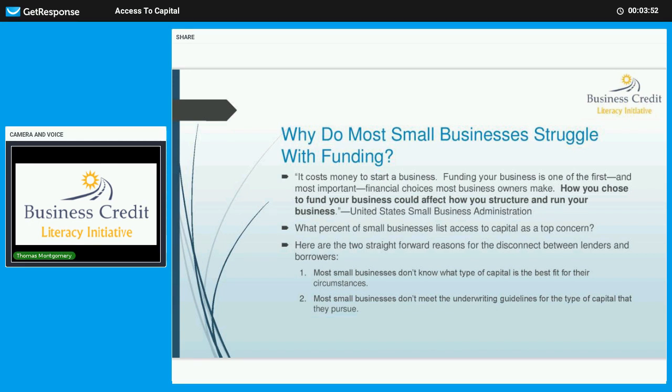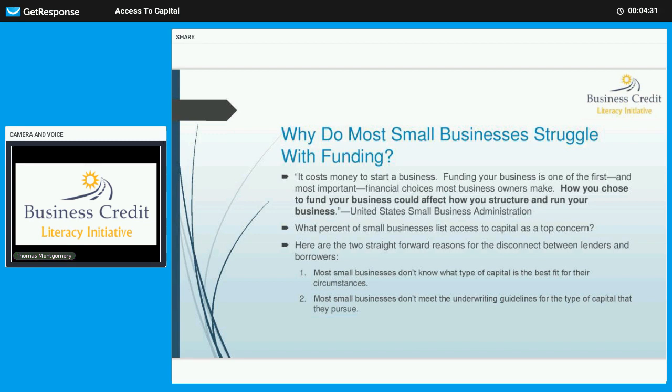Number one, most small businesses don't have clarity on what type of capital is best for their situation. And so, of course, if we're not sure of that, then it's very difficult to be effective in accessing capital when we're not sure where to go or what type to pursue. And then secondly, equally as important, is that most small businesses don't meet the underwriting guidelines for the type of capital that they're pursuing. I know we get referrals from bankers frequently, where clients have gone into the bank looking for a loan, but they're just not loan ready.